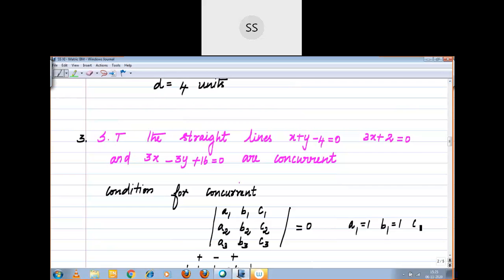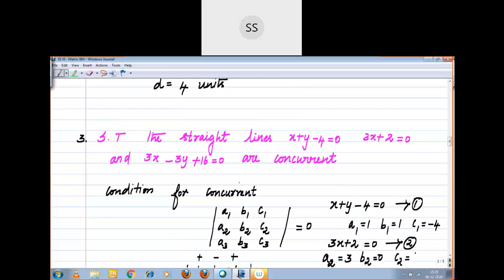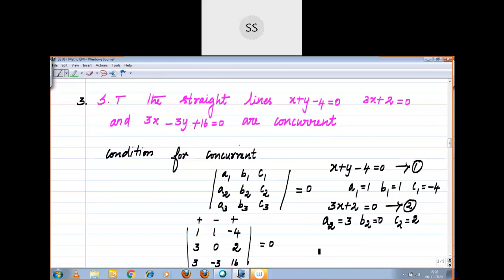See, here for your convenience I am writing here, right? A1 equal to 1, B1 equal to 1, C1 equal to minus 4. For your convenience, I wrote like this, right? The x plus y minus 4 equal to 0, that is equation number 1. Next, 3x plus 2 equal to 0, that is equation number 2. Here, the coefficient of X, Y and constant from the second equation is A2, B2, C2. A2 equal to 3, B2 equal to 0 because there is no coefficient of Y, C2 equal to 2. Right?